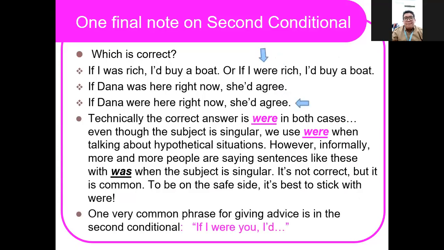Okay. And this is the very common phrase, if I were you. Yes, jadi bukan if I was you, but in the context of conditional sentence, dalam konteks conditional, if I were you. Okay. Meskipun ini singular, even though I is singular, subject singular, kita pakai if I were you. Okay.